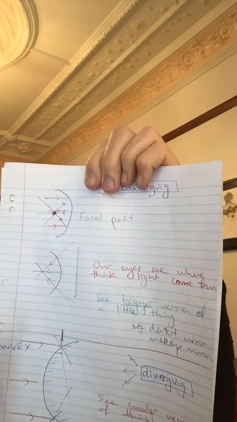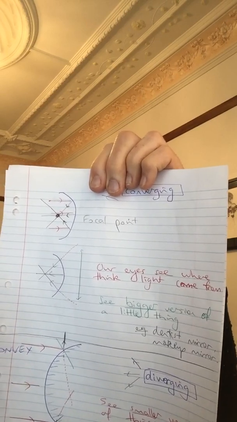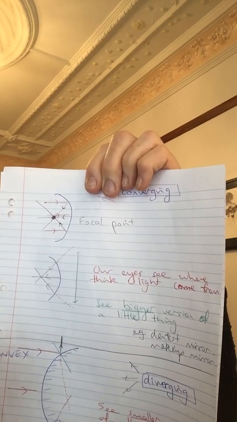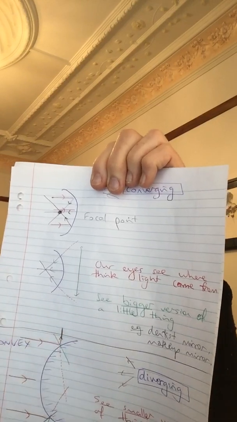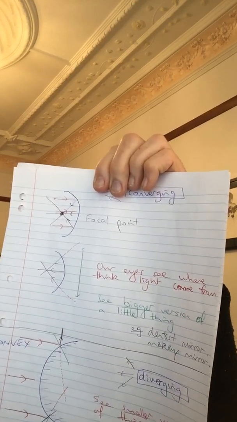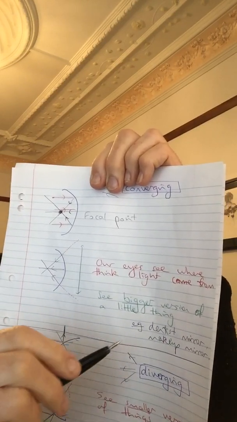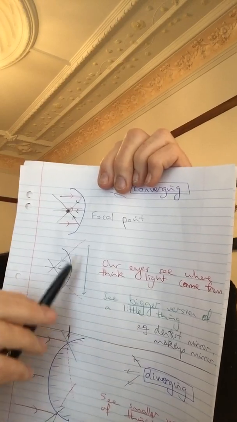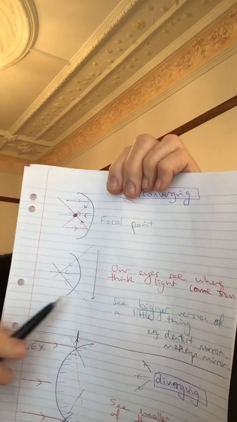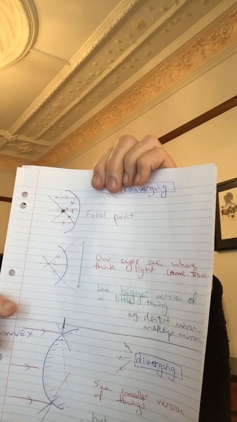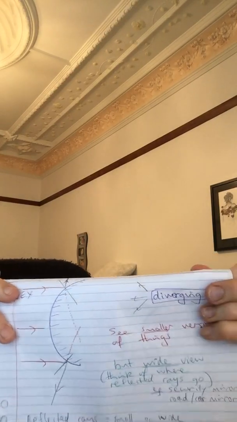So this is very useful in real life, and when dentists use those little round mirrors to look at your teeth, they see a really big version of your teeth, or if you're looking at yourself in a makeup mirror, you can see an enlarged version of things because it's doing this. The opposite happens with a convex mirror. It's the same rules.